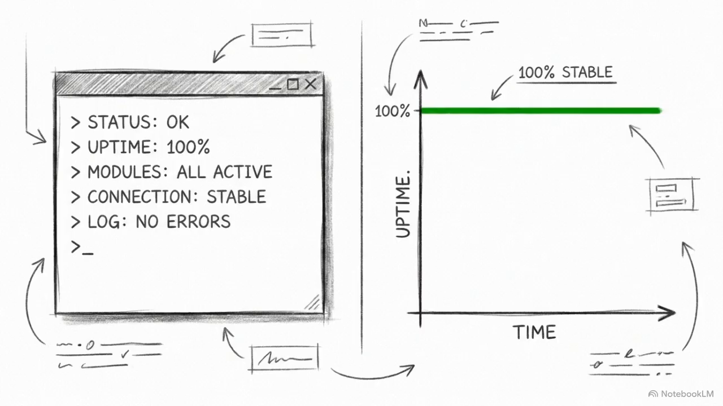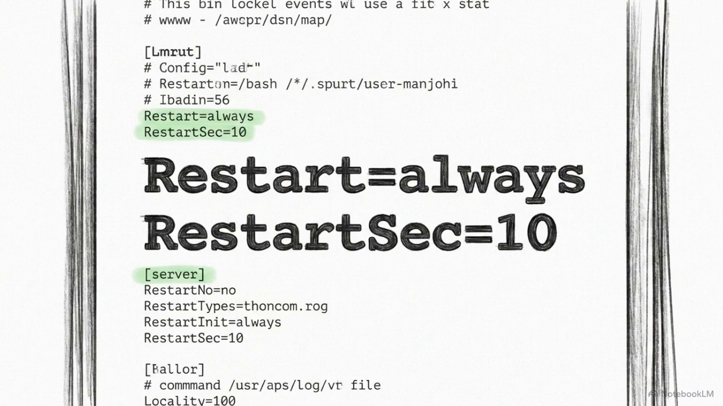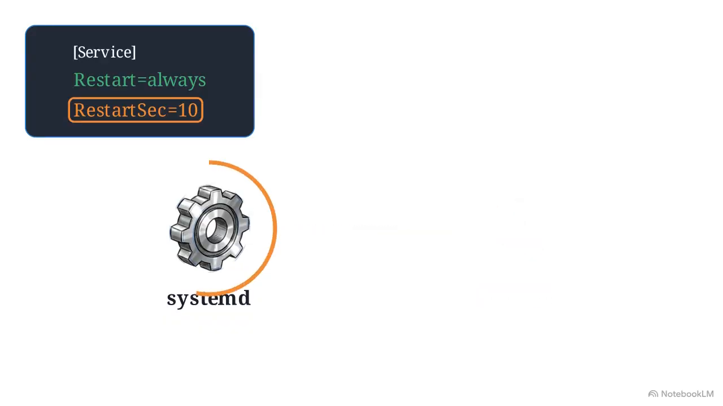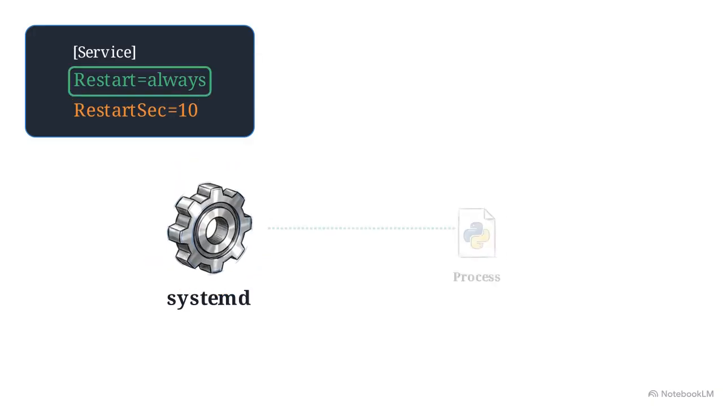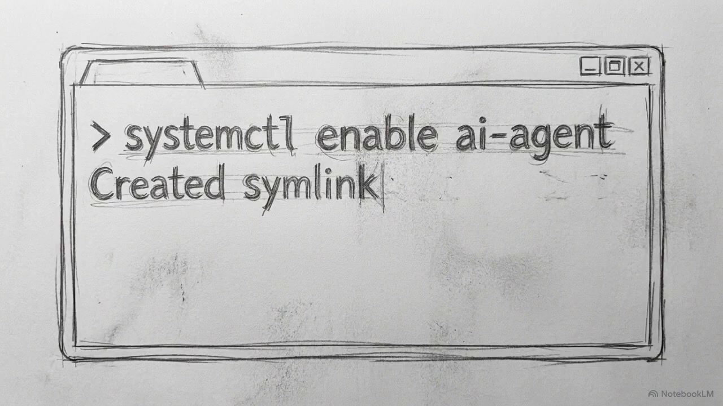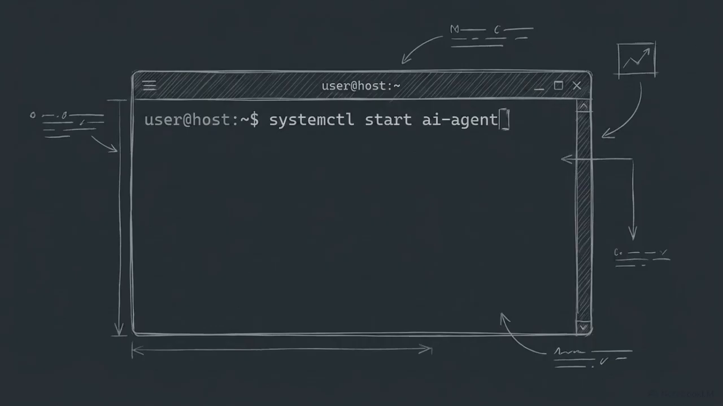Next, we make the agent resilient. By adding the directive restart equals always, along with a 10-second delay, Systemd will automatically revive the process if it ever crashes, while pacing the restarts to avoid overwhelming the server in an endless loop. Save the file. To deploy it, reload the system daemon to recognize the new configuration. Enable the service so it boots automatically when the server restarts, and finally, execute the start command.